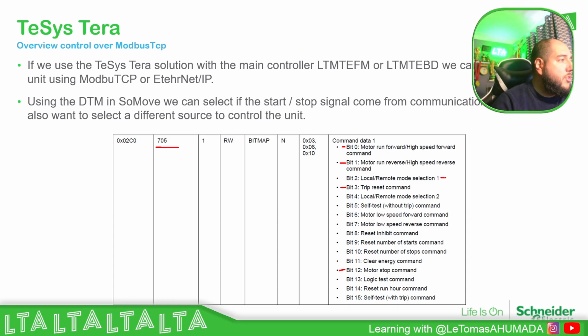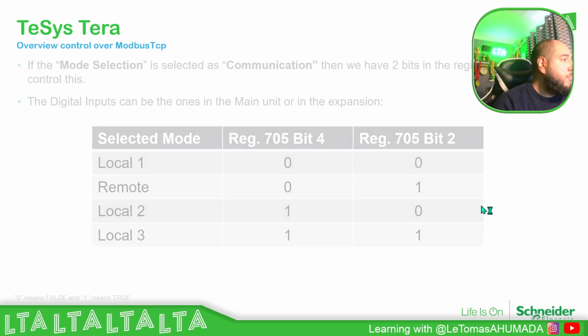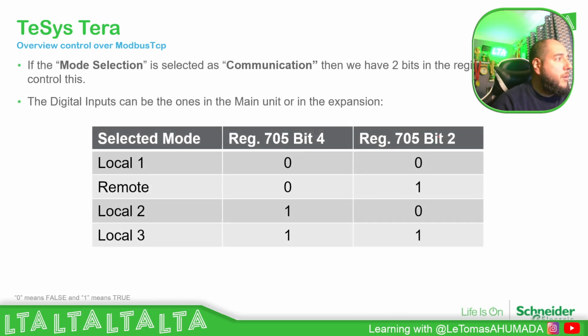Then we have these two bits, bit 2 and bit 4, which are the ones for the selection of local 1, 2, 3 or remote. There is this combination. If bit 2 and bit 4 are 0, then local 1 is the one that's going to be working, which is fine. And if you have selected communication, it's going to be communication. Then if you set this one to true, it's going to be remote, and we can see that on the screen.